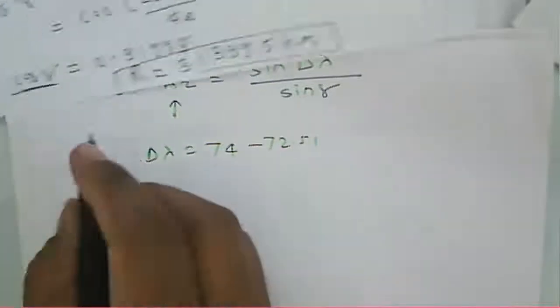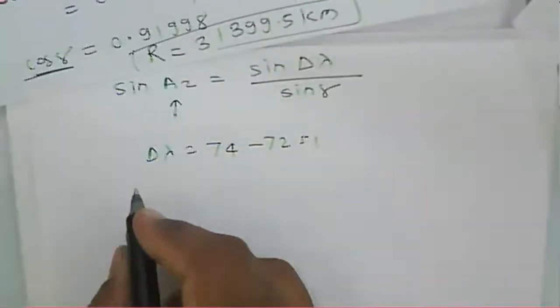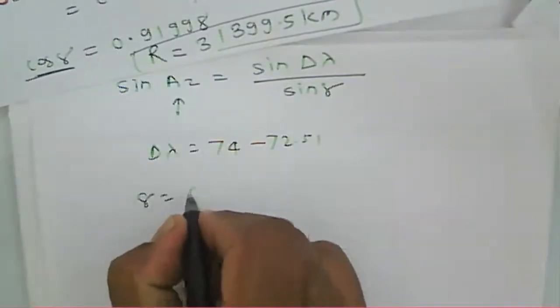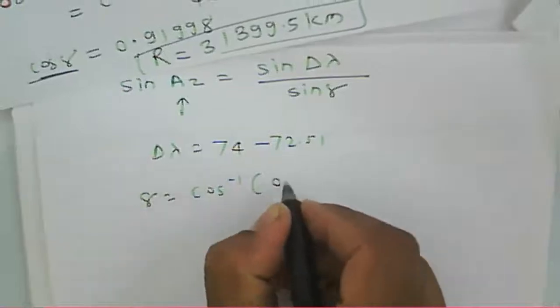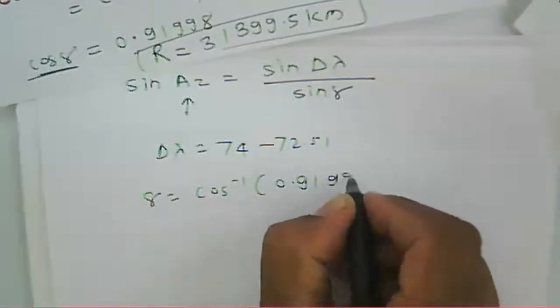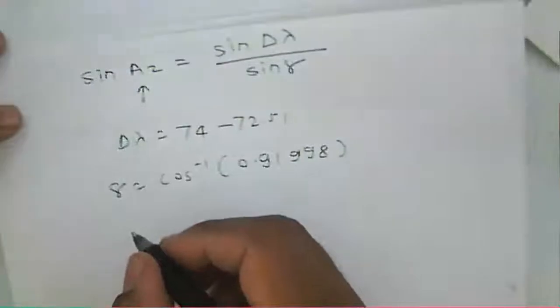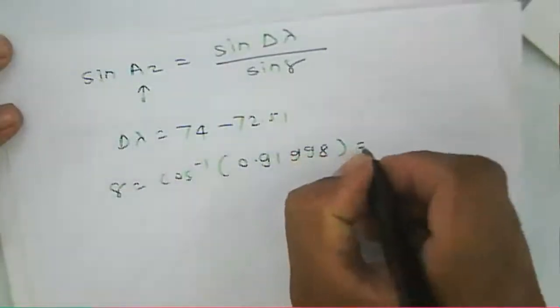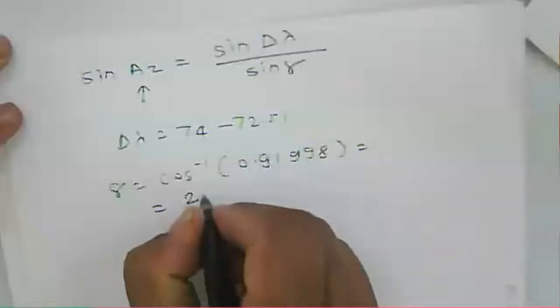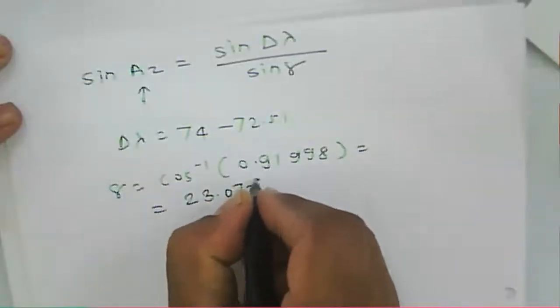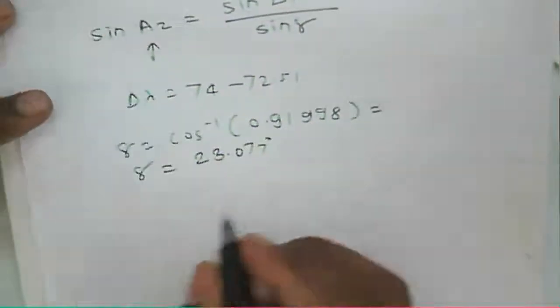So cos of gamma, already we know that central angle. So we can calculate that gamma is equal to cos inverse of 0.91998. You'll get the gamma here. And that gamma is equal to, if you solve it, 23.077 degree. That is about the cos of gamma.